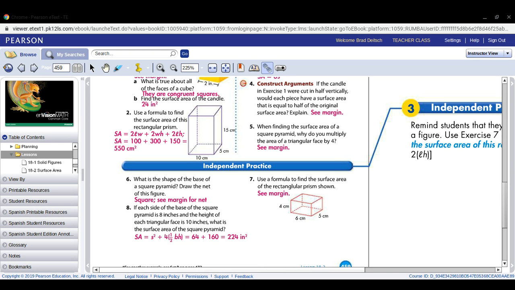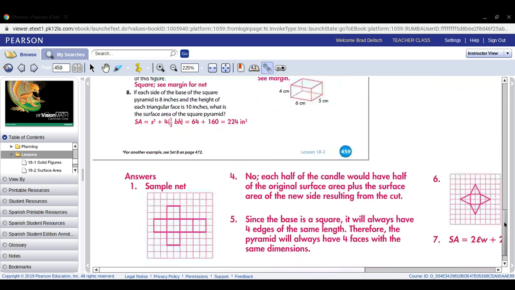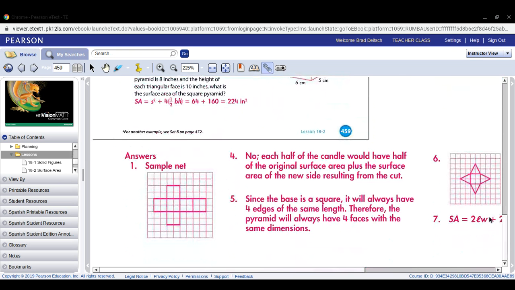Number 6 says, what is the shape of the base of a square pyramid? Draw the net. So it is a square. And if I scroll down, I believe if you look over to the right here, guys, it shows number 6, what the net would look like.